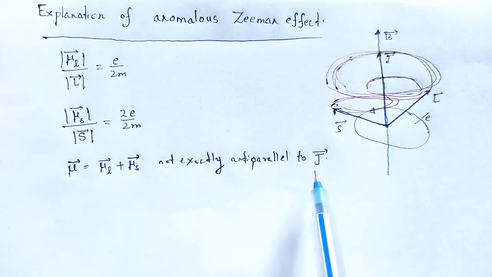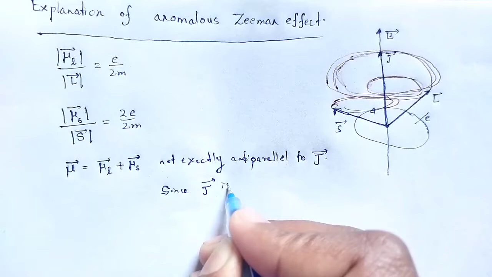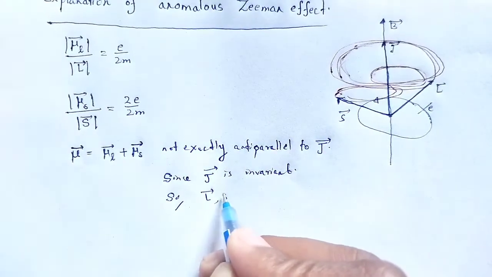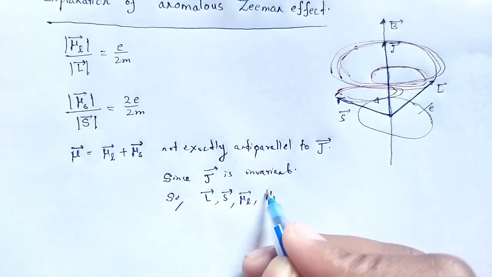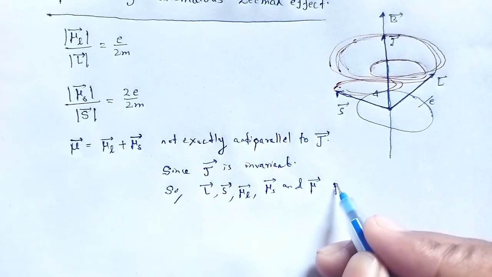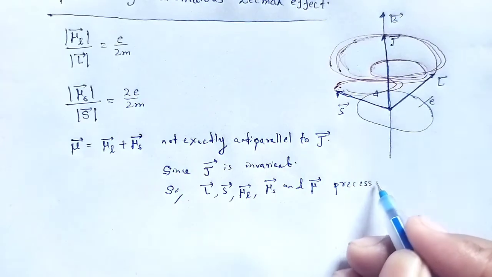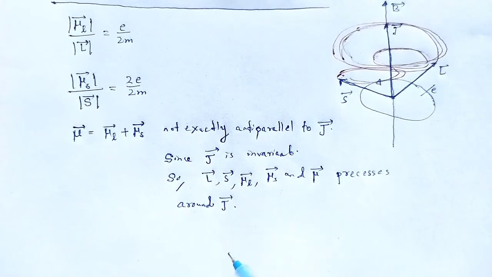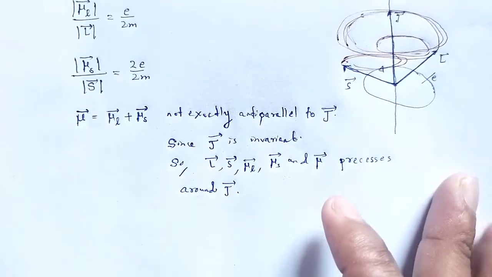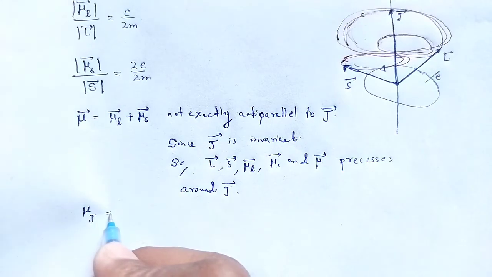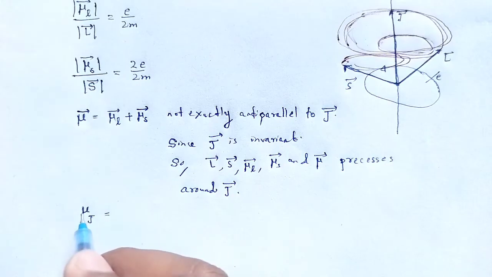Since J is invariant, it indicates that the L vector, S vector, mu L vector, mu S vector and mu precess around J. Due to this precession, we have mu J.